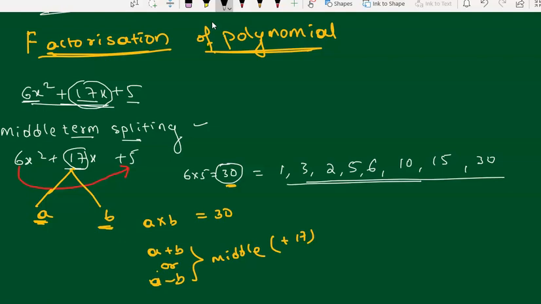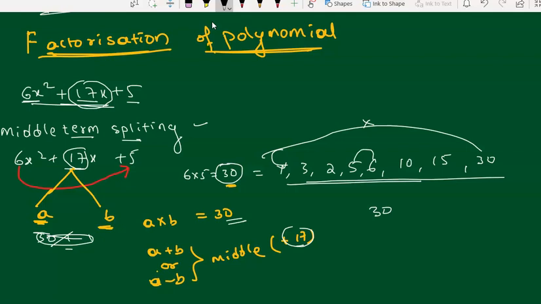If you take 30 and 1 in place of A and B, the product is 30, but if I add these two I get 31, which is not equal to 17. If I subtract the two I get 29, which is not equal to 17. I am not getting the middle term here, so the 30 and 1 combination is cancelled. And if I take 6 and 5, I get 30, fine, but after adding I get 11, which is not equal to 17.